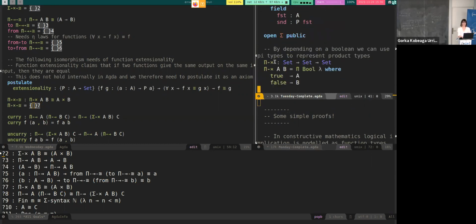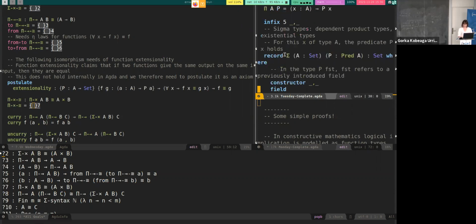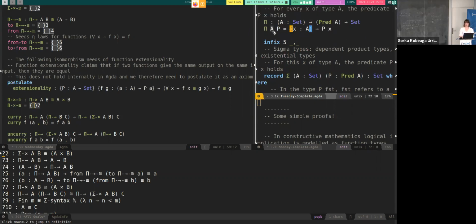So we defined products in terms of pi types. A pi type is a dependent function type. It's defined here. So for every A, it will give you a proof of B of that A.